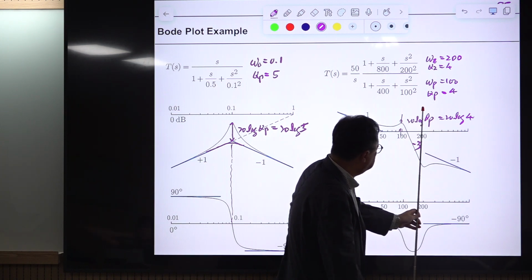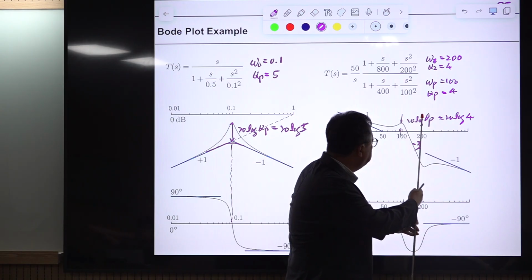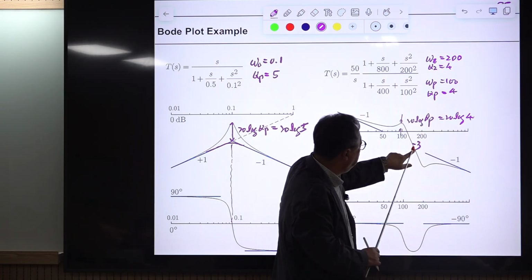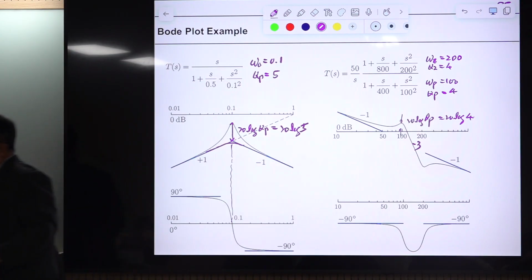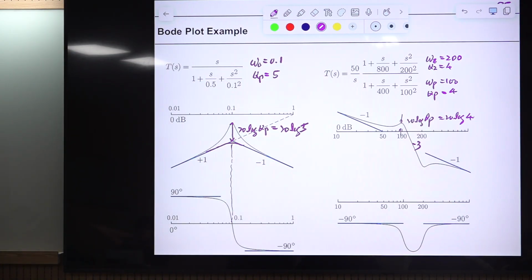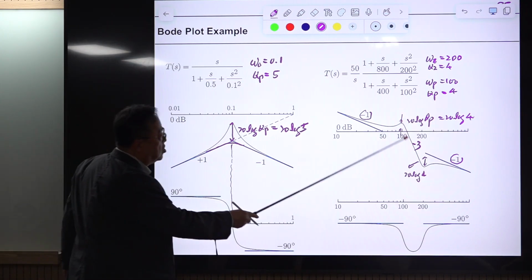With this, it goes down, and at this frequency, at 200 radian per sec, there is a double zero. So the slope is increased by 2. So this minus 3 slope becomes minus 1 slope. And the zero is producing this dipping. And the size of the magnitude of dipping is also 20 log 4. Right? So you have this kind of frequency response.